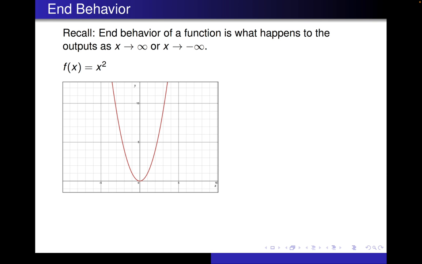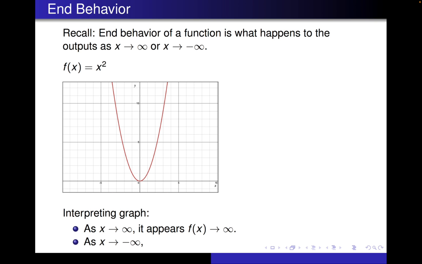Now, one way of at least getting an understanding of what the end behavior might be is to look at the graph. And as you can see in this graph, as x goes to infinity, in other words, as you go all the way to the right on the graph, it goes uphill very fast. It appears that f of x is going to infinity as well. Not only that, it appears f of x is going to infinity faster than x goes to infinity, because the graph goes uphill extremely quickly.